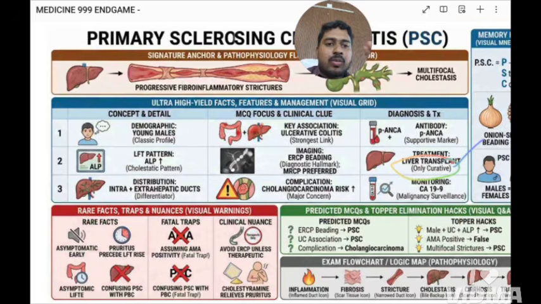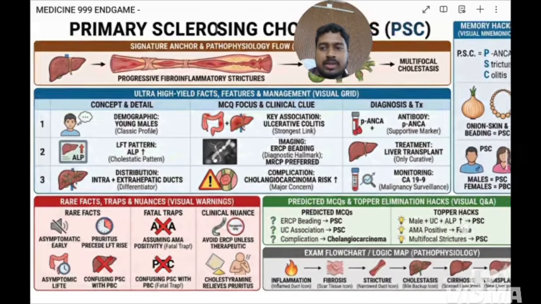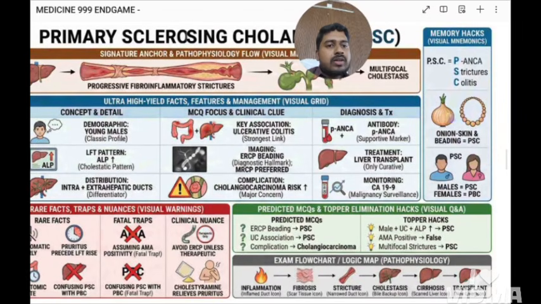Liver transplant is the only curative option. There is nothing else, and you will have to use CA 19-9 for monitoring of cholangiocarcinoma. I told this also: CA 19-9 is used for pancreatic and cholangiocarcinoma monitoring. Next, onion skin beading is seen in PSC in the histology pattern. I think the image is not there, but in histology you'll see onion skin type of lesions.